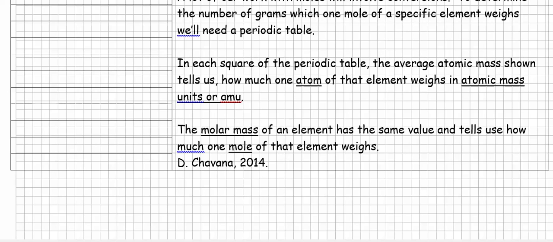So if I have one atom, then we measure it in a unit called the atomic mass unit, right? Why? Well, the reason is because if we just have one atom, it's ridiculous to think of it in terms of a kilogram or even a gram because they're so small. But if we talk about the molar mass of an element, it has the same value, and it tells us how much 1 mole of that element weighs, right?